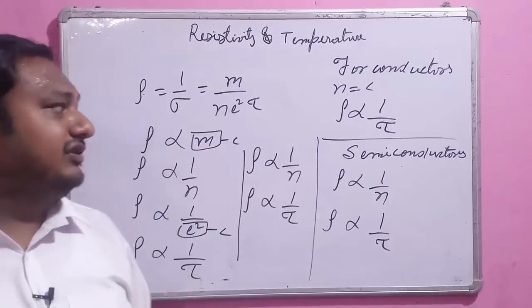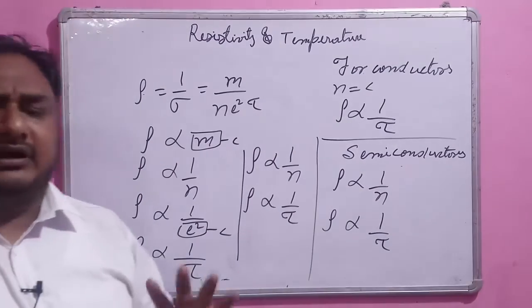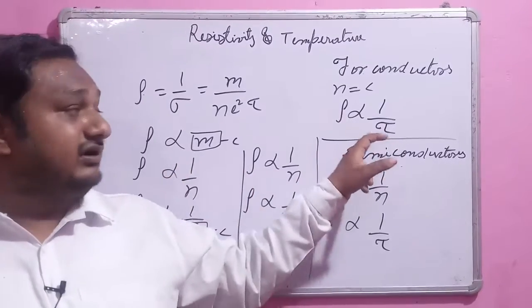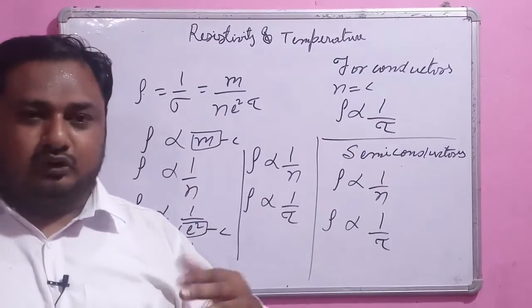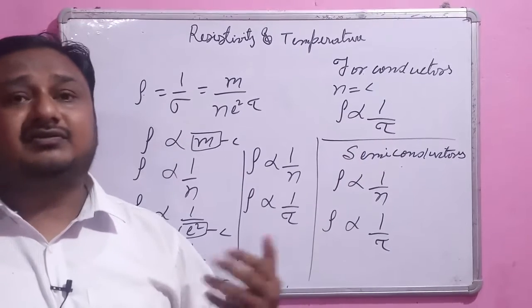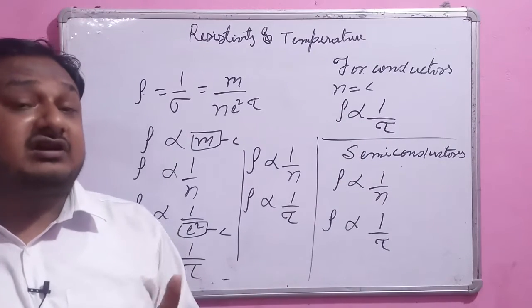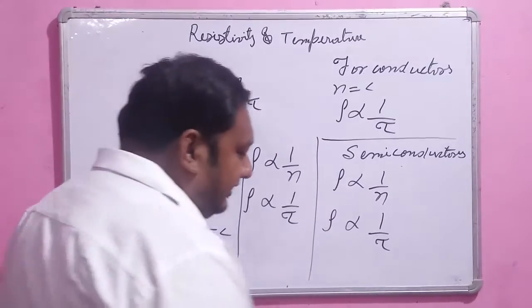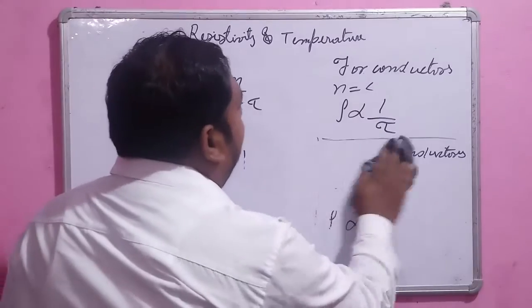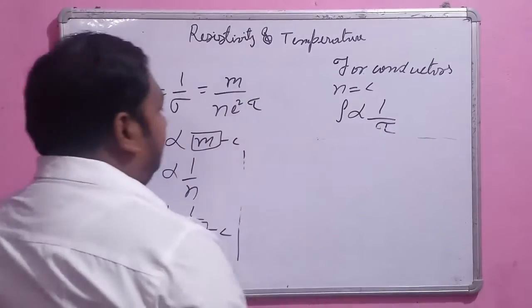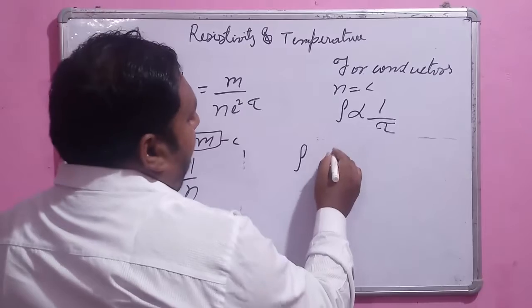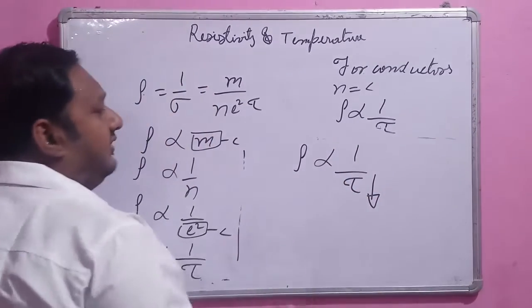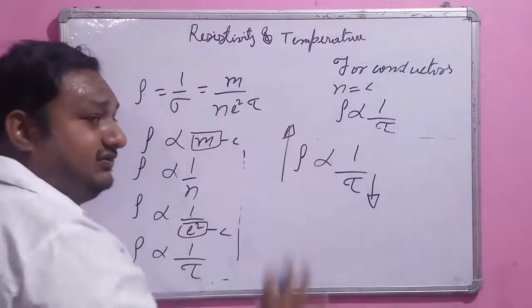If we increase the temperature of a metallic conductor, the number of frequent collisions will increase. As a result, the average relaxation time will decrease. If the average relaxation time decreases, then the resistivity of the conductor will increase.